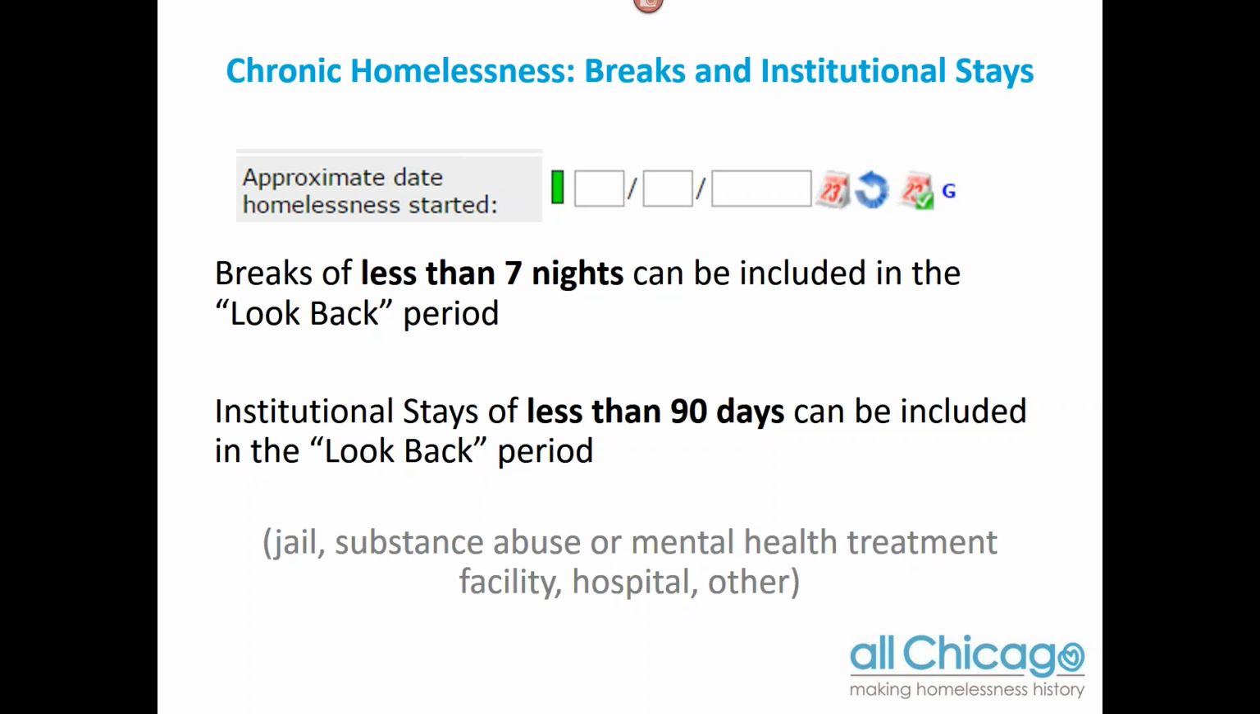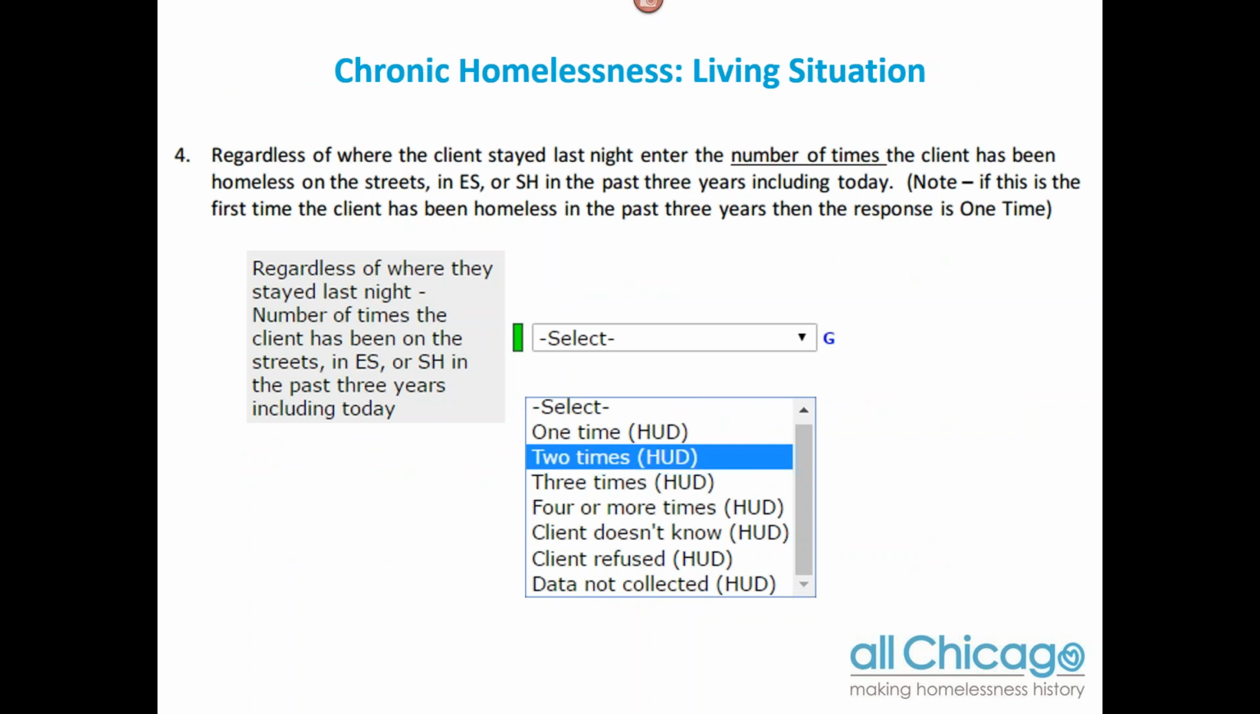But we're going to look at the next 2 questions too that help us determine if the client has been homeless 4 times or more in the prior 3 years that equals 12 months. So let's look at the next question here. This one goes into how many times in the past 3 years they have actually been homeless. So this is meant to be used such that if this is the first time that the client has been homeless in the past 3 years, you would use 1 time.